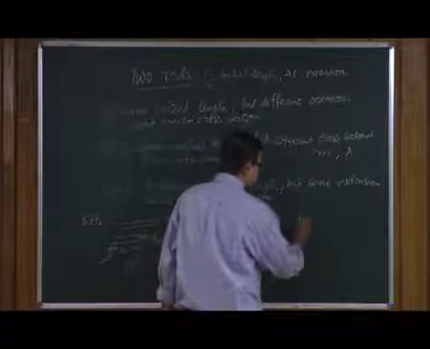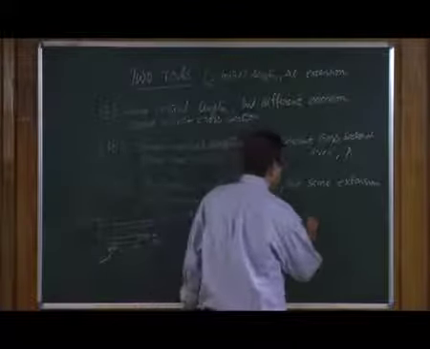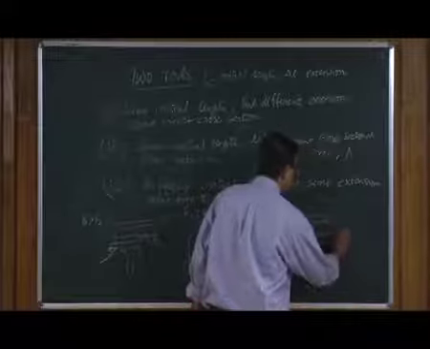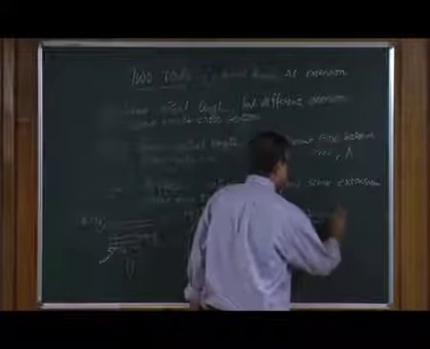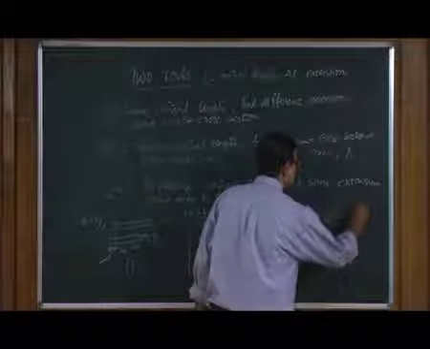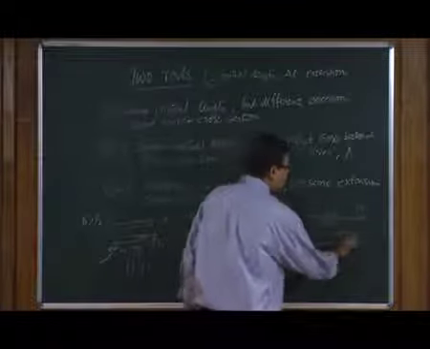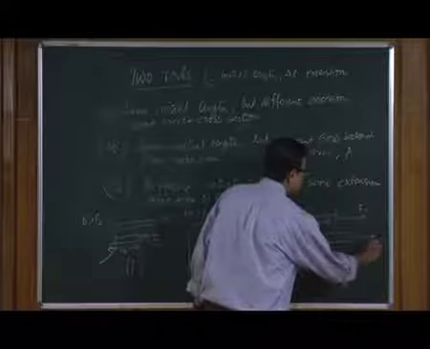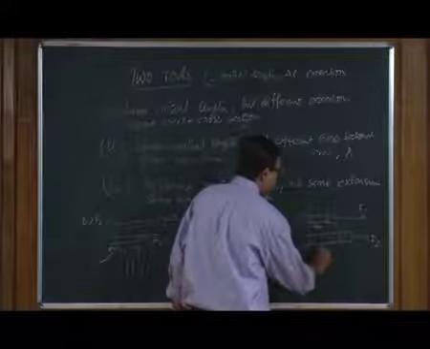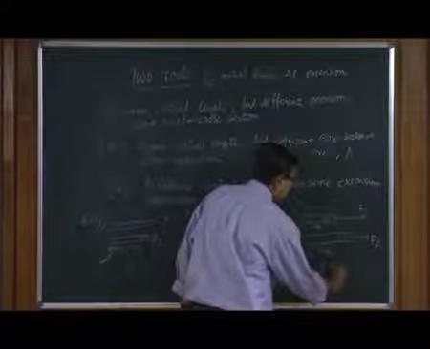Going to the third case, we have different initial lengths. Now, to have same extension, I need bigger force in the rod with smaller length than smaller force for the rod with bigger length. So, this is your L01 and this is your L02. So, my F1 is greater than F2.